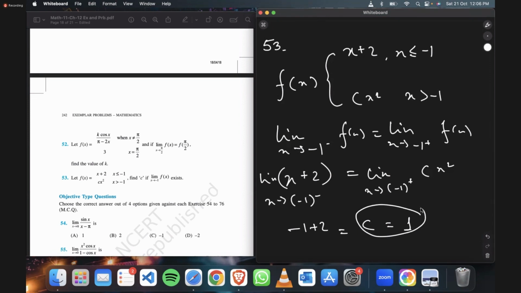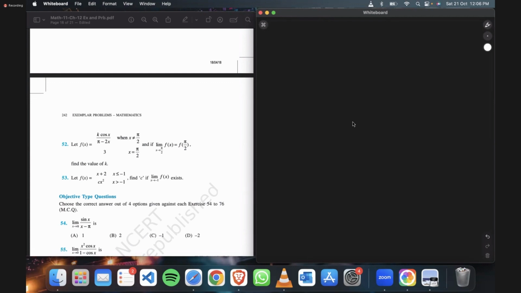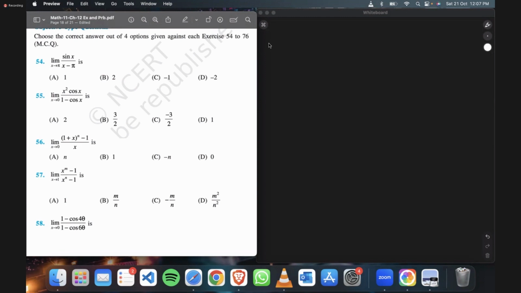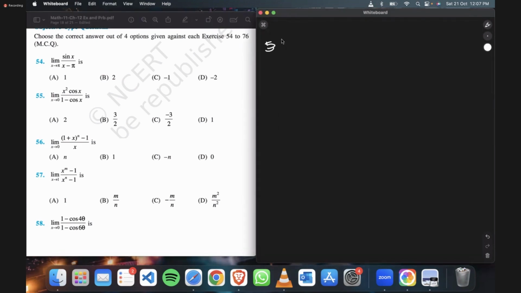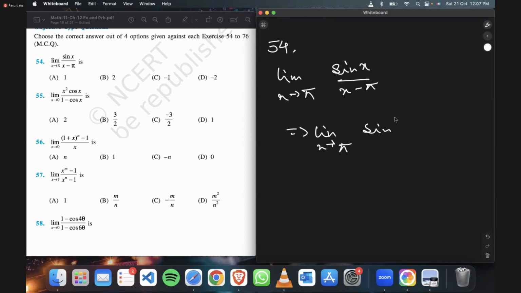All right. So the next question, now we are moving forward to the objective type questions, right? So let's see. Choose the correct answer out of 4 options. So let's see the first question. First question is question number 54, where our limit is this. Limit x is tending to pi. There's a sine x. There's a x minus pi. Okay. Plugging in the values for x tending to pi. Sine x can be written as what?